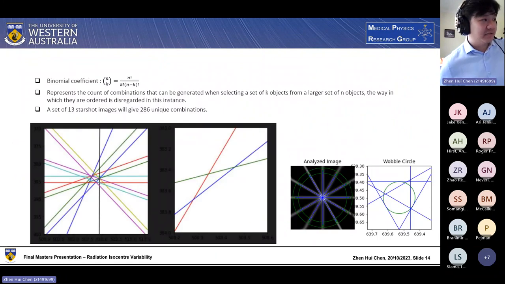So next would be the binomial coefficients. It's basically n factorial over k factorial times (n minus k) factorial, and represents the count of combinations that can be generated when selecting k objects from a larger set of n objects without regard to order. So a set of 13 starshot images will give 286 unique combinations, which you can see on the left. And then the second image from the left would be one particular combination. And then the image on the right would be a simulated starshot pattern with your largest radiation isocenter in green.